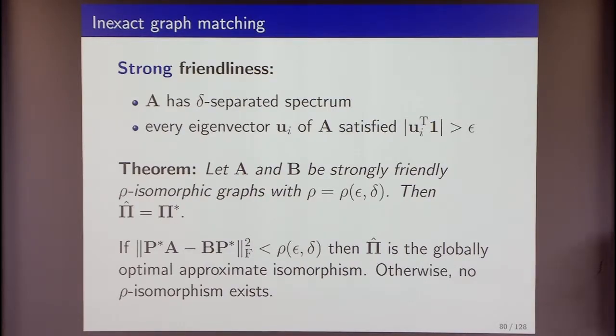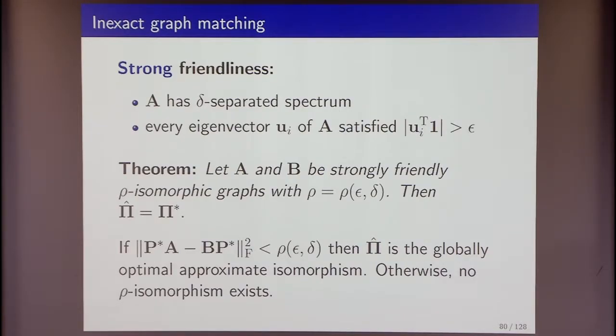Well, and here again, I will not check this property. I will just verify that this strong friendliness property is satisfied, and then I will solve the relaxation. If the result is smaller than the bound, then I have a theoretical guarantee that my solution is the approximate isomorphism that is the global minimum. Otherwise, this result guarantees me that the graphs are not rho isomorphic. Okay, the same story we had with the case of the exact isomorphism.